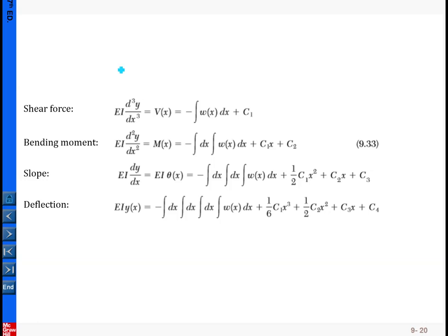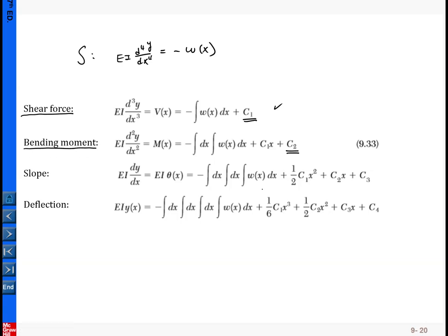For example, we start from EI d4v/dx4 equal to minus omega x. If you integrate this one, then you get this equation here. C1 is the integration constant, a quantity equivalent to a shear force. Then you integrate this equation one more time, and you get this one. Again, C2 is the additional integration constant, a quantity equivalent to bending moment.